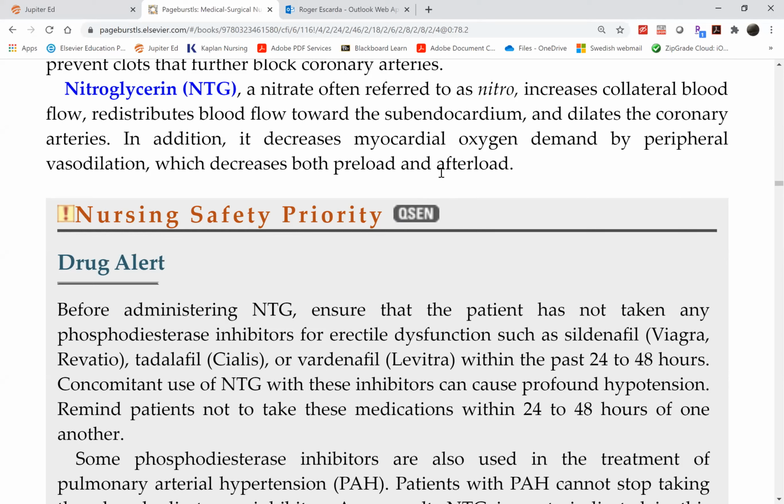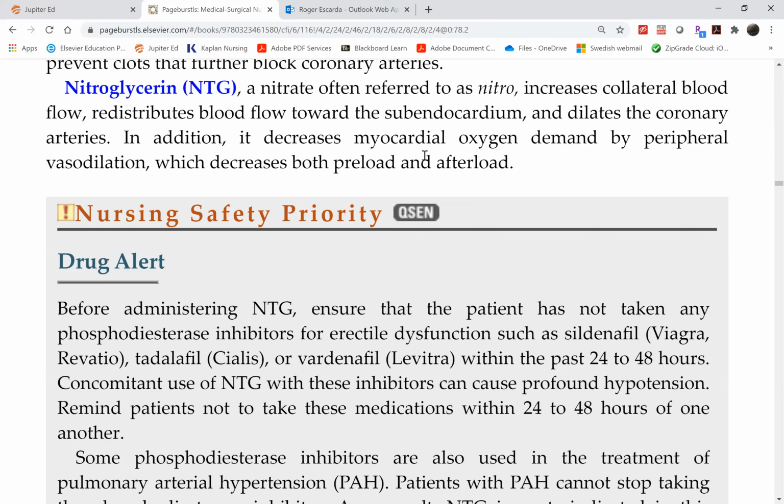Okay, so which one will have the first pass effect? Oral. Or does sublingual undergo first pass effect? No, because it goes to the blood. Okay, just want to make sure we understand that. So oral, of course, is in the GI tract. Now sublingual, although administered in the mouth, is not swallowed. All right? It is absorbed under the tongue.